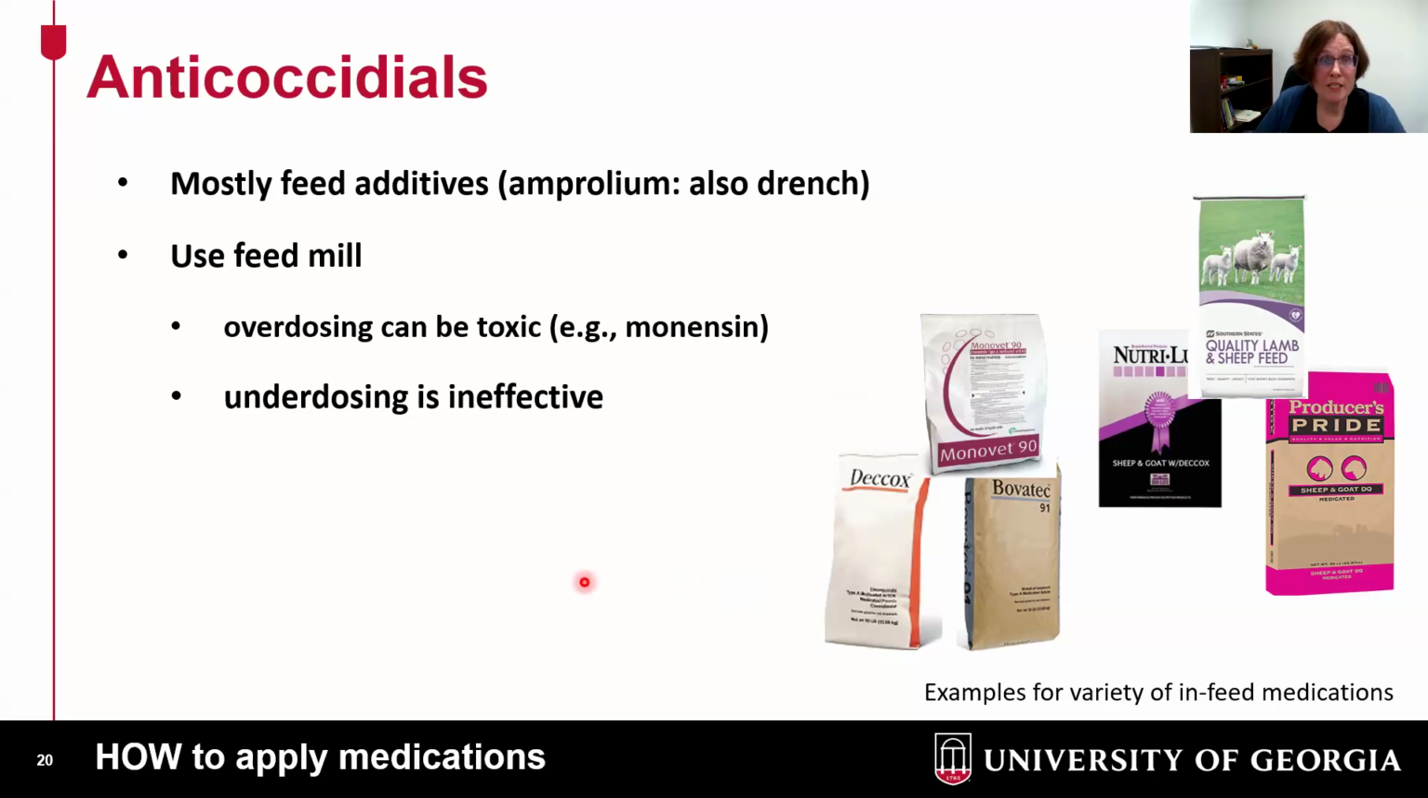For the feed additives, using a feed mill is strongly recommended just because the dosage needs to be right. Overdosing can be toxic. For example, monensin has a very, very small range of tolerance. So you have to make sure that it is applied in the right dose so you don't harm your animals, or yourself when you deal with it. If you have the powder, that's not recommended because it's really toxic to humans. And underdosing is a problem because then it is ineffective.